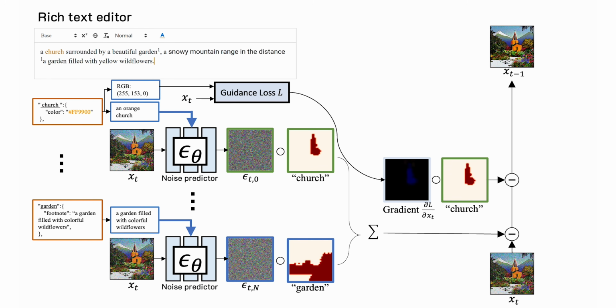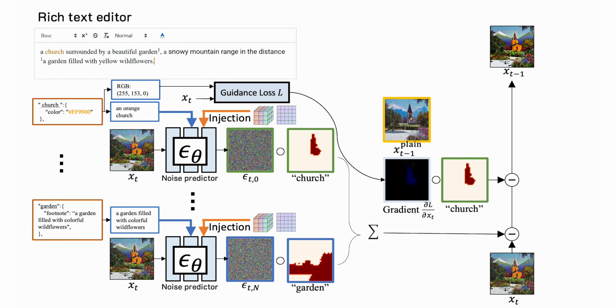Finally, to maintain the consistency between rich and plain text generation, we use two strategies. First, we inject the feature maps and self-attention maps from plain text generation to help preserve the structure. Second, we blend the plain text results to preserve the content of unformatted text tokens.